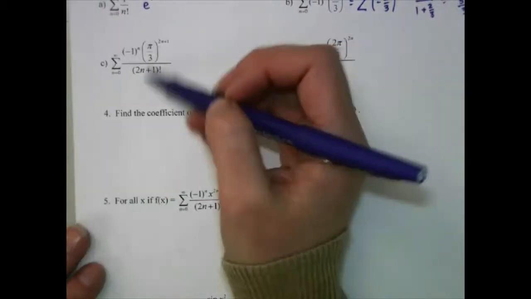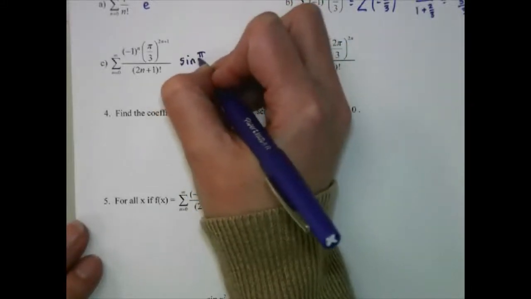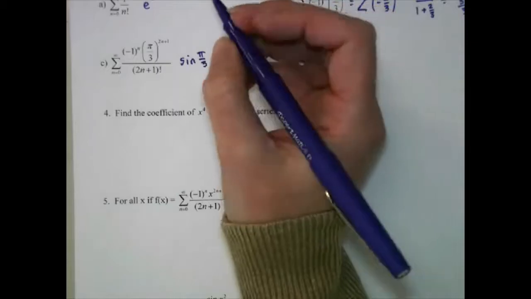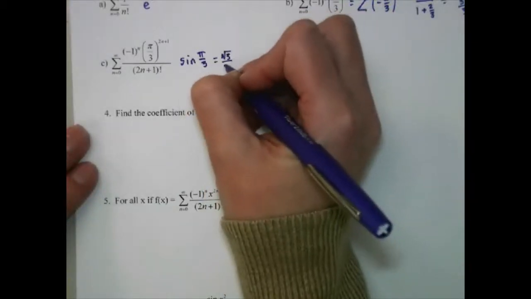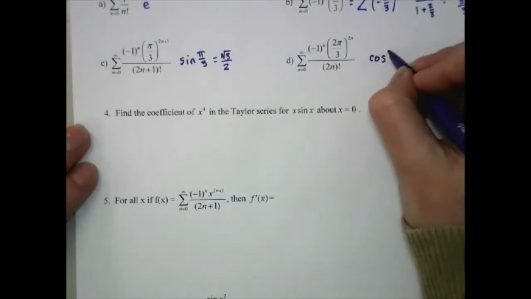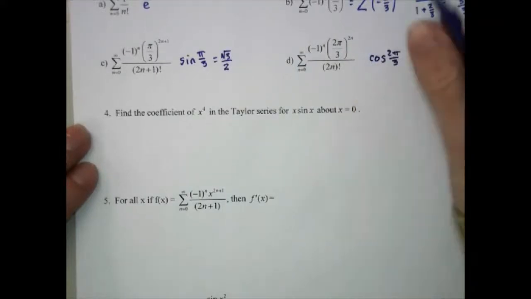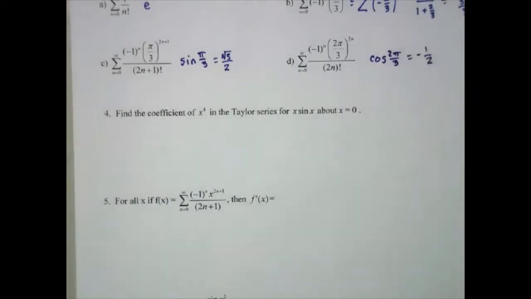Next one is the odd function, so that's going to be sine. So this is sine of pi over 3, which is going to equal root 3 over 2. This one's our even, so that's cosine of 2 pi over 3, which is going to be a negative 1/2.